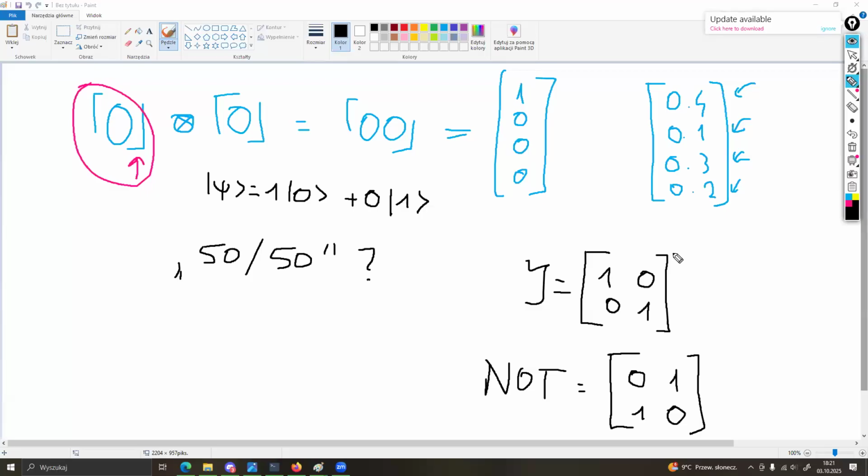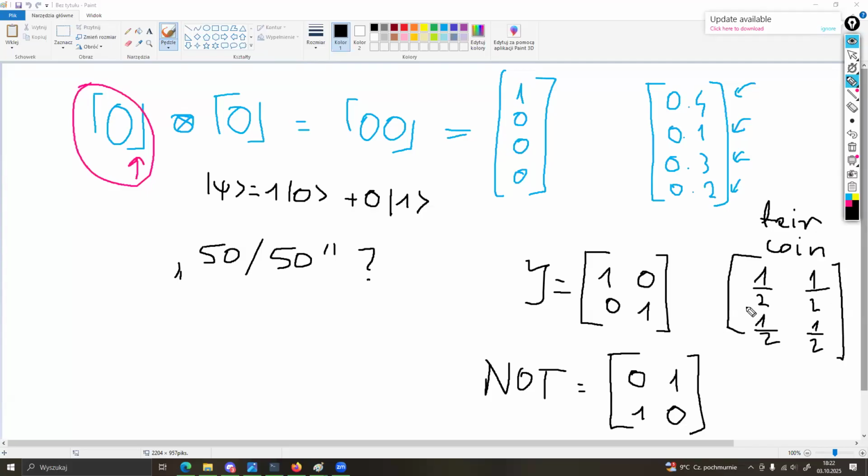Well, in the previous case, what we had classically was the matrix that we expressed with 1 over half, 1 over half, 1 over half, 1 over half, and this is the transition matrix that expressed a fair coin, right? Well, okay, so can we do it here?